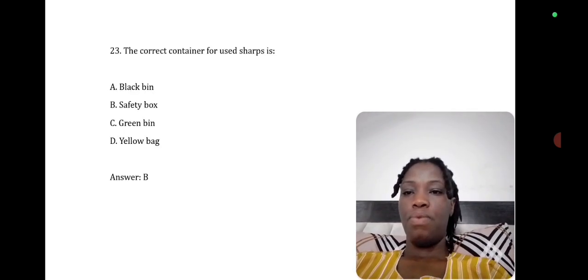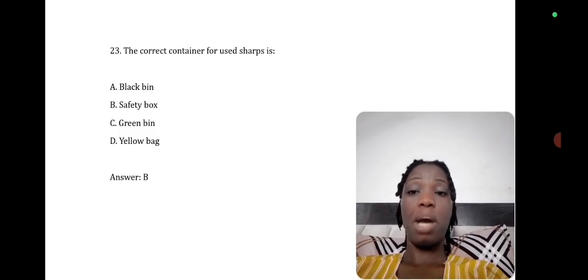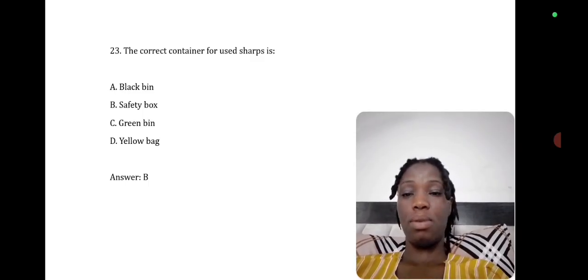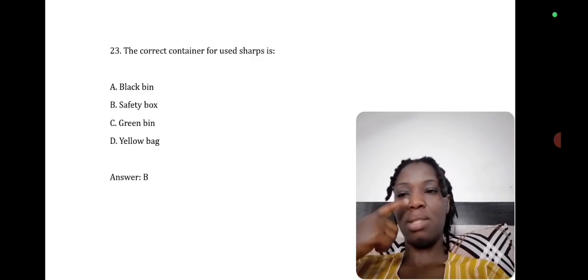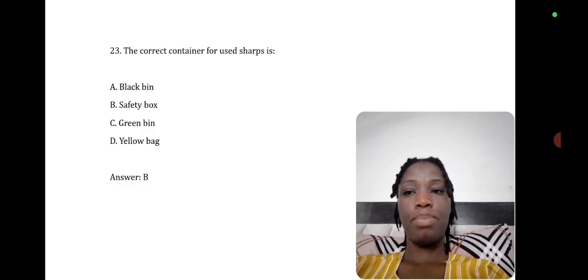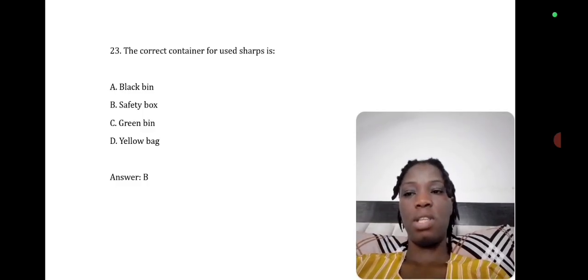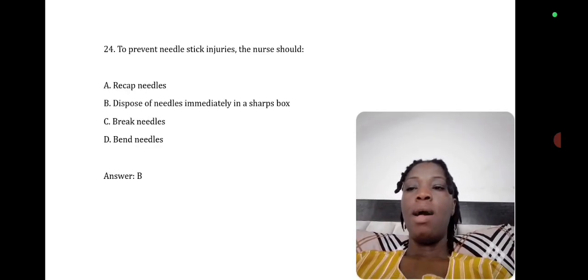The correct container for use for sharps, you should know, is the safety box, and they are always white, or they can say translucent, but it's mostly white. So sharps are for the safety box.